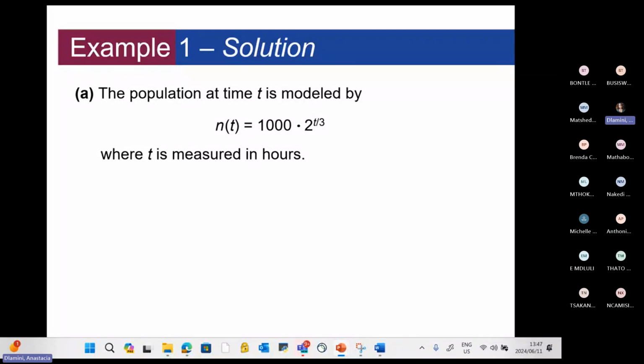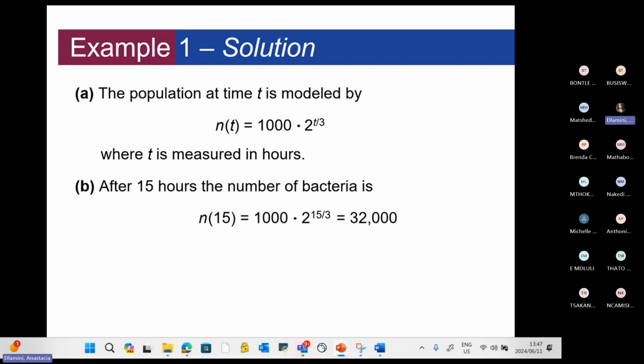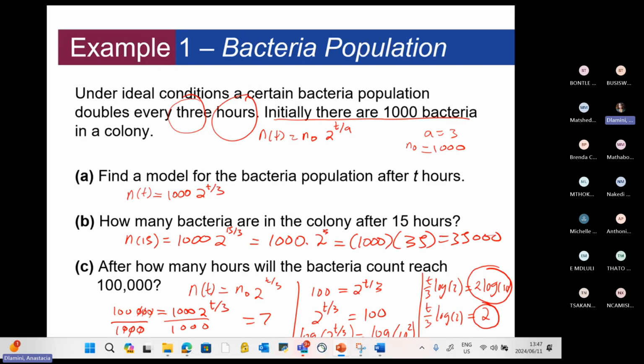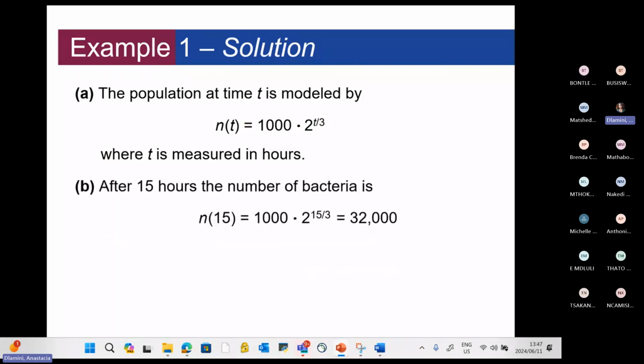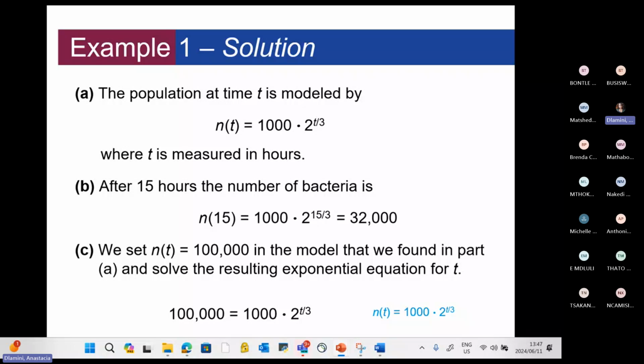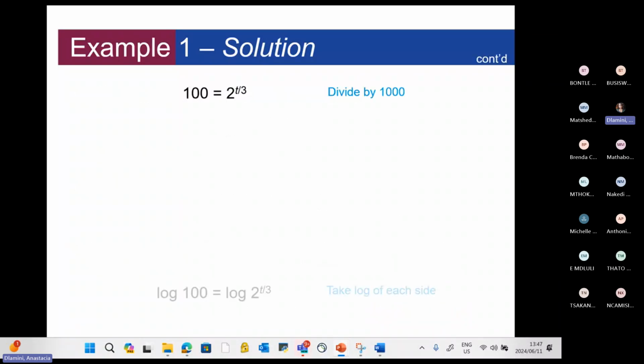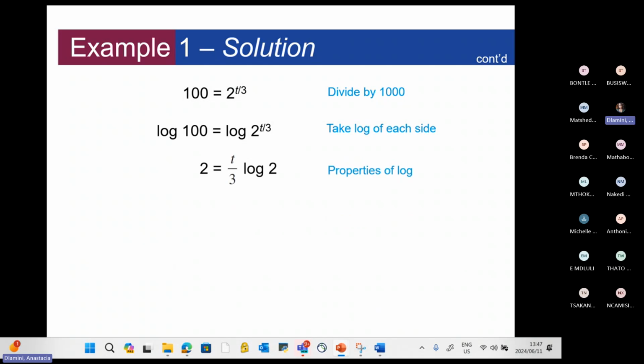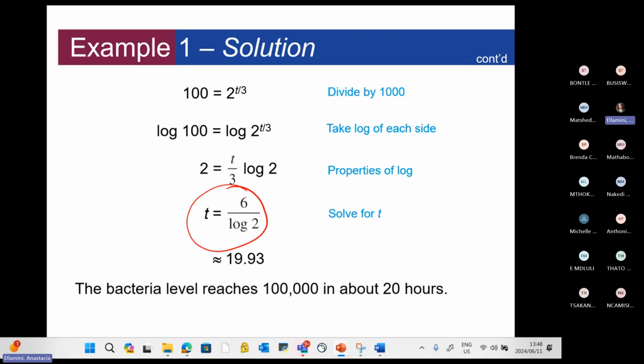So the population at t is modeled by that, where t is the time in hours. After 15 hours, the number of bacteria is 32,000. That's what we got. When N(t) is equal to 100,000 in the model that we found in part A, we solve the resulting exponential equation, and this is what we get. In the exam, your question will be like t is equal to 6 over log of 2, not like 0 something, because remember, we're not using calculators. But you can simplify this, and then it will be approximately 19.93. So the bacterial level reaches 100,000 in about 20 hours.